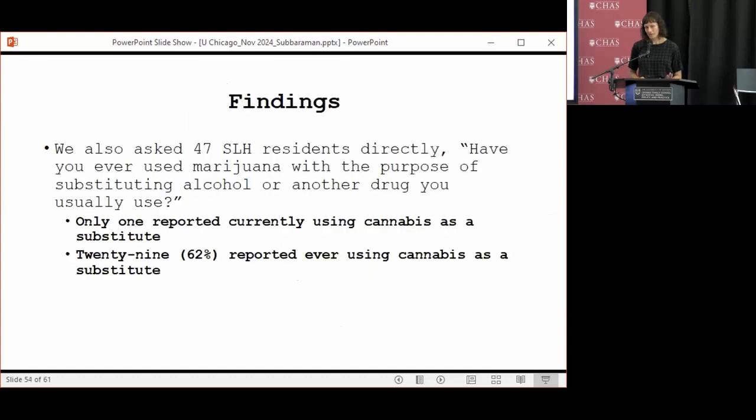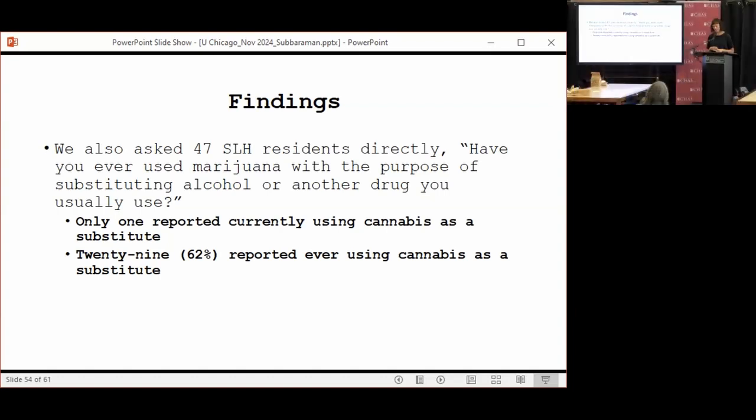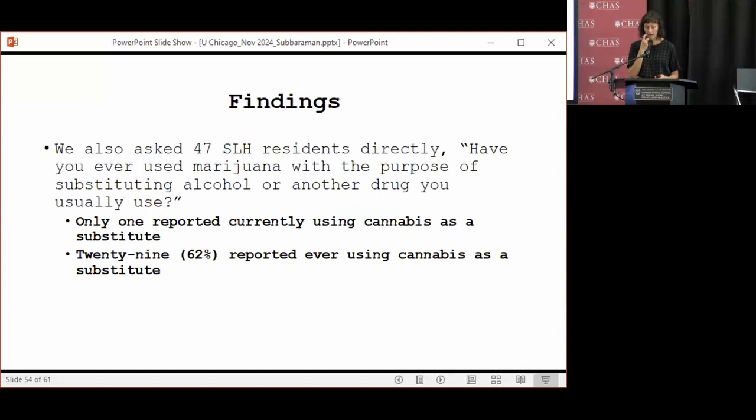Towards the end of our last study, the end of the helping study, we were able to add a question to the survey. Thank you, Liz, for that idea. We asked 47 residents directly, have you ever used marijuana with the purpose of substituting for alcohol or another drug that you usually use? Only one person said yes. That was kind of surprising, but it also matches what we saw in the longitudinal data, right?